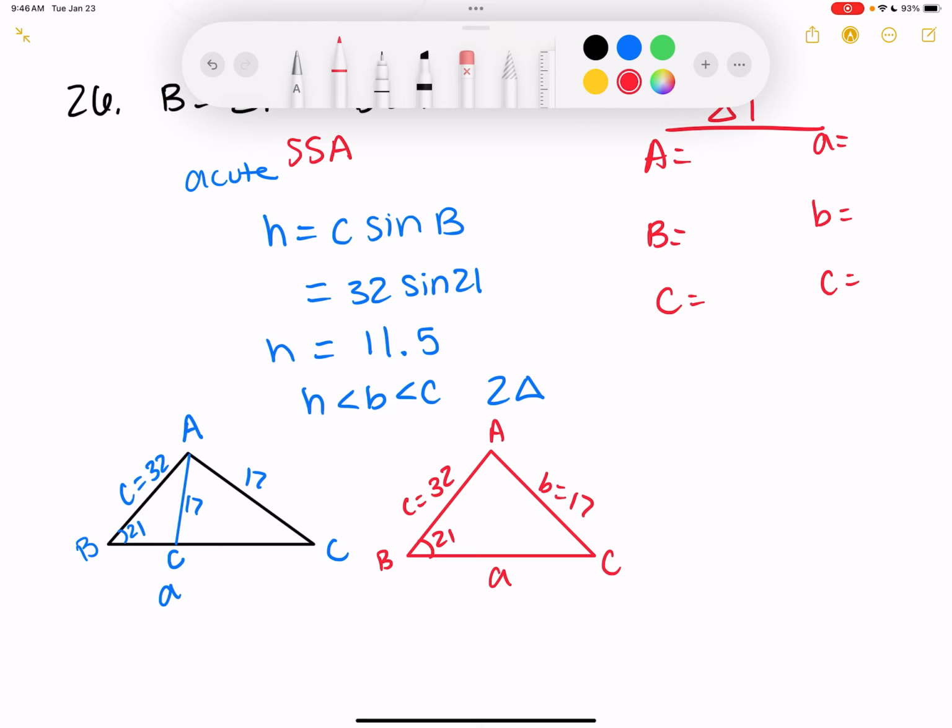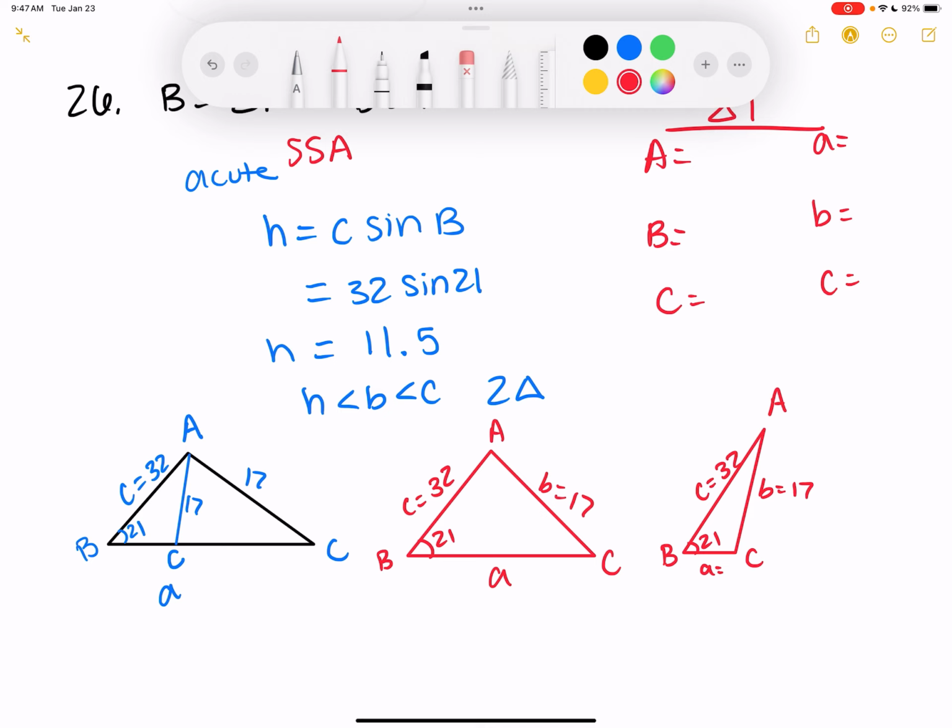Then I have a little triangle like that, where this is angle A, angle C, angle B, which was given as 21. C is 32, B is 17, so then side A is what I'm trying to find over here. Okay, so those are my two triangles. People often think that one of them is this one and the other one is this one, but that's not the case. It's the big one and then this little one. So I'm going to solve for the big one first. It's the easiest one to find.